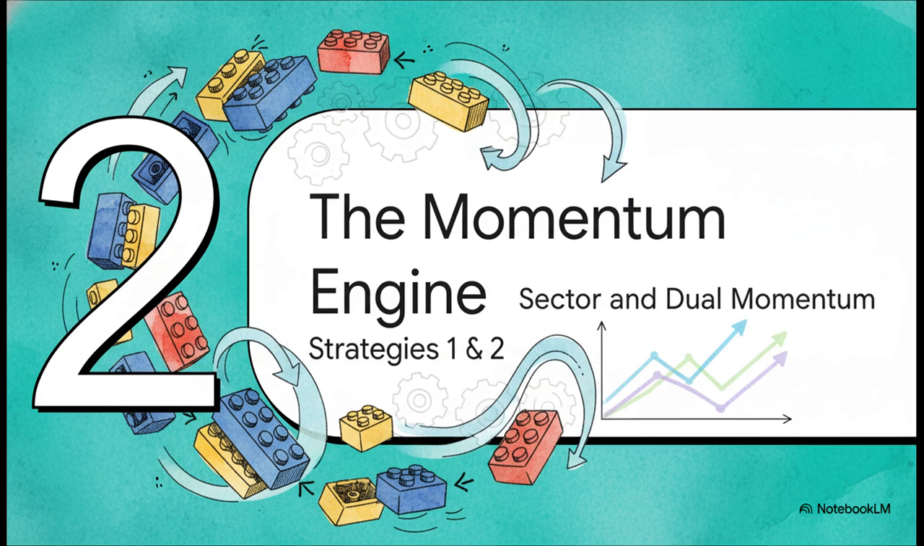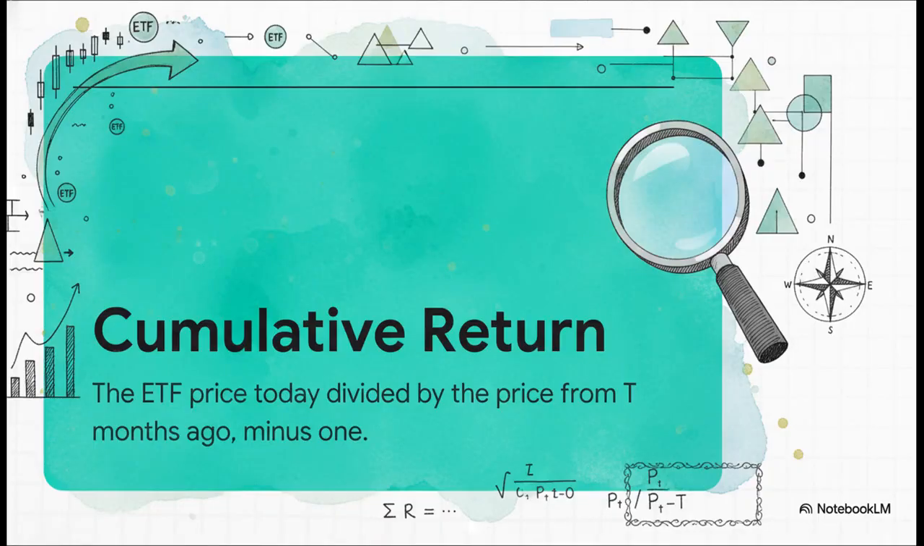Section 2. The momentum engine. Strategies 1 and 2, sector and dual momentum. Let's move on and see how this builds our very first strategy, sector momentum rotation. So the mathematical formula for cumulative return is right here. Now, I know it might look a little dense, but the intuition is actually incredibly simple. We just take the price of the ETF today, divide it by the price from T months ago, which is usually a 6 to 12-month formation period, and then just subtract 1 to get our percentage return. That's literally it. It's a pure, unadulterated measurement of exactly how fast that specific sector is moving.